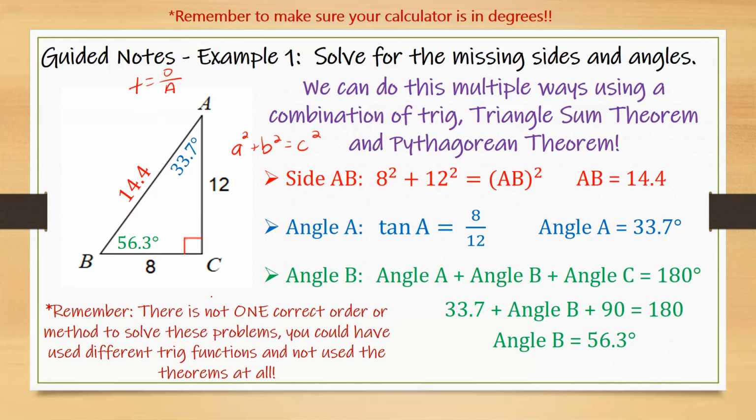Just to clarify again, there's not one correct order or method to solve these problems. You could have used different trig functions, like I said, or if you didn't want to use all these theorems, you didn't have to, okay? You didn't have to use the triangle sum theorem right here to calculate this. So if you wanted to find AB as your very first step, you would have to use Pythagorean theorem because you don't know these other angles yet. You cannot use angle C in a trig function because that's a 90-degree angle. And remember, our trig functions only work for acute angles, so they have to be less than 90 degrees. So the trig functions will only work with A and with B.